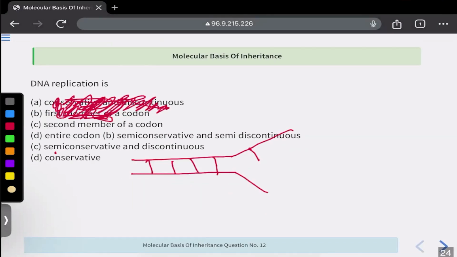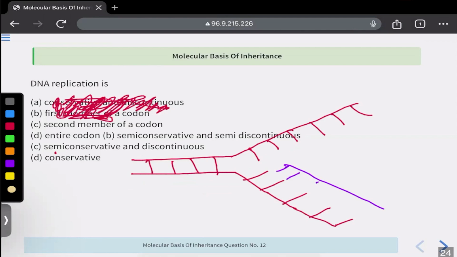This is your DNA and it has been opened up, right? And it is being replicated. Semi-conservative means only one strand is going to be replicated at a time. So in this direction, this strand is growing. In the opposite direction, there will be one more growth.